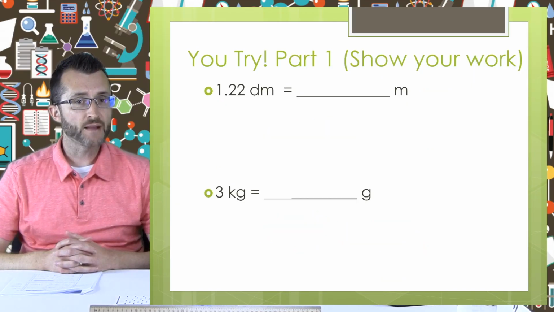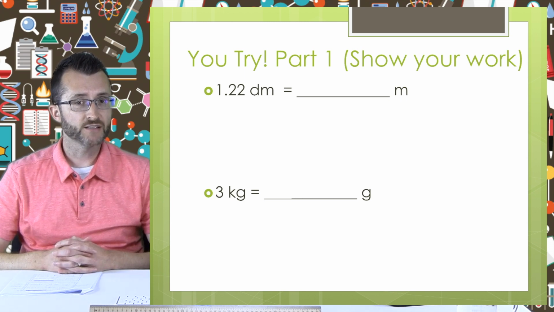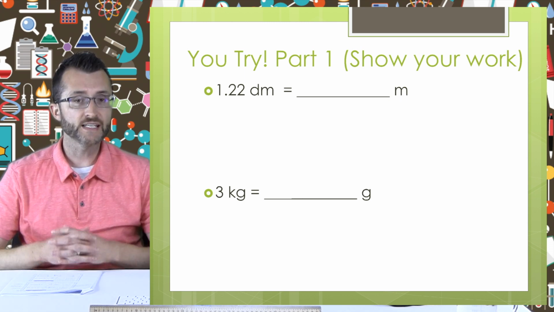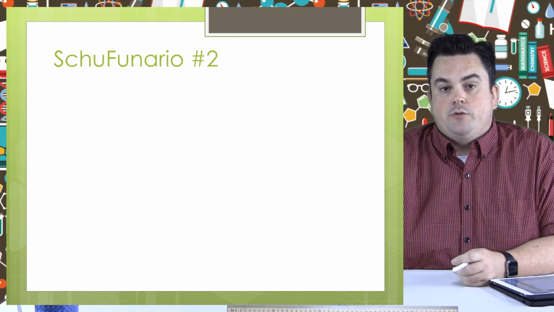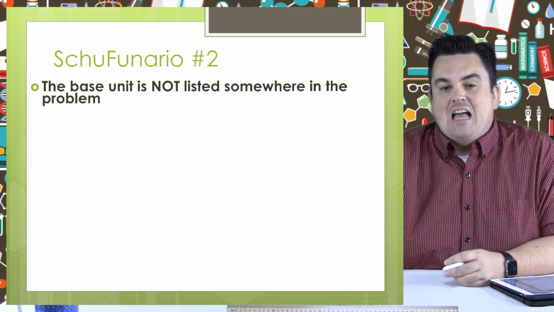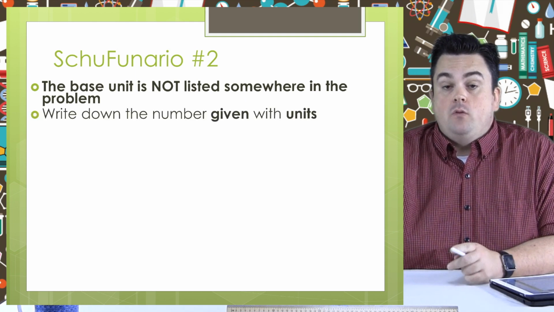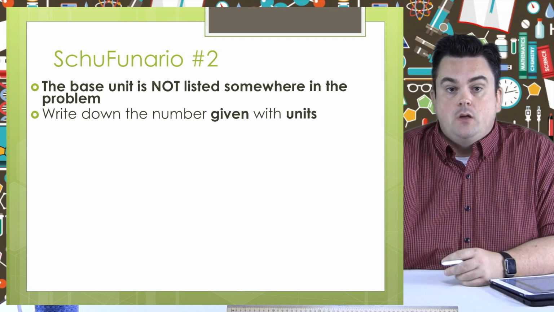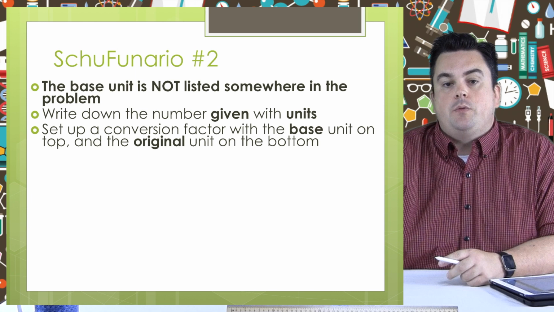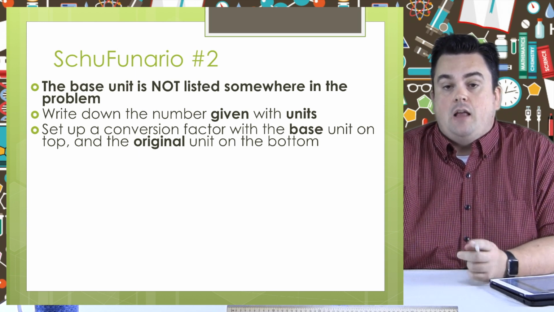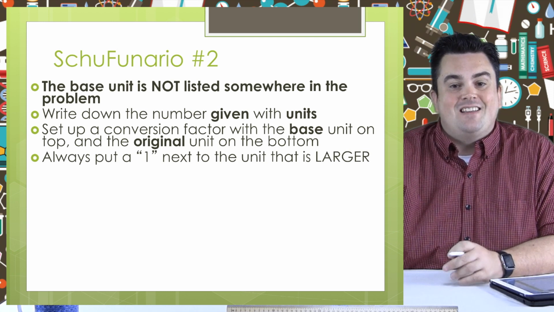Okay, you try part one. You folks are now going to do these problems shown here. You're going to show all of your work. Use the examples to help you along. Scenario number two: the base unit is not listed somewhere in the problem. Write down the number given with units, like before. Set up a conversion factor with the base unit on top and the original unit given at the bottom. Always put a 1 next to the unit that is larger.